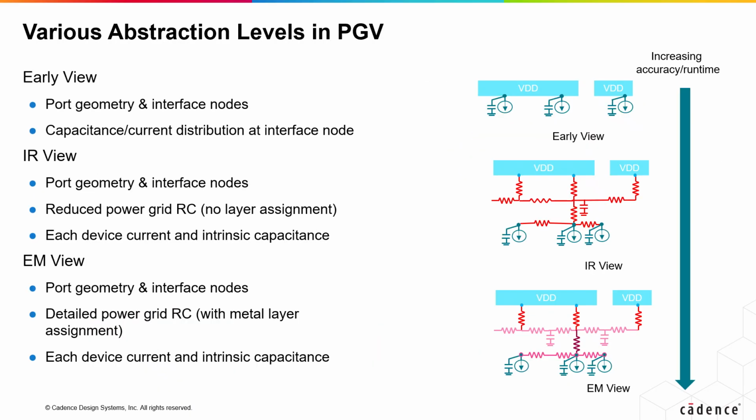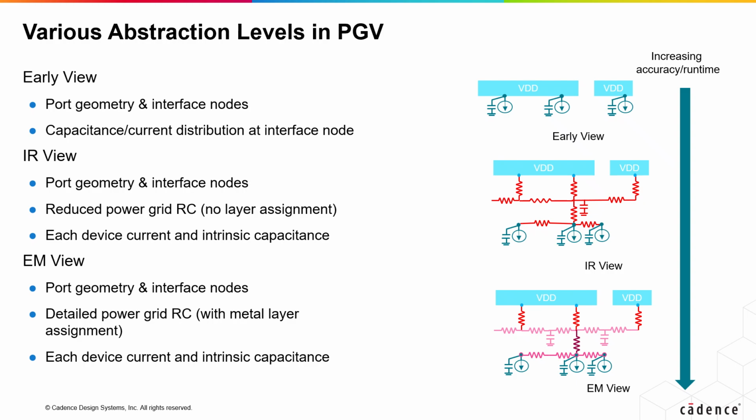This section discusses various abstraction levels or the details about the power grid view types. The tech view is a basic view generated in the technology library for every cell. It only contains the current distribution factor and decoupling capacitance at the power port of the cell.